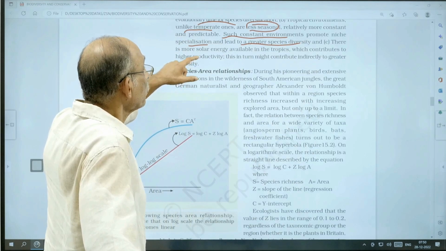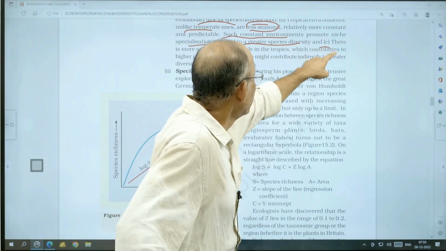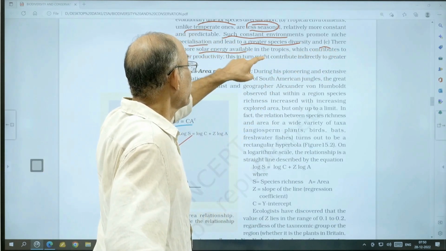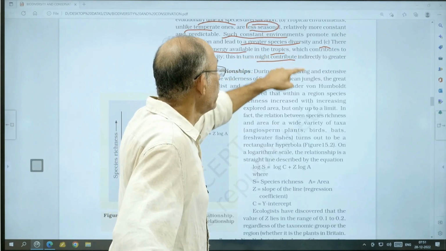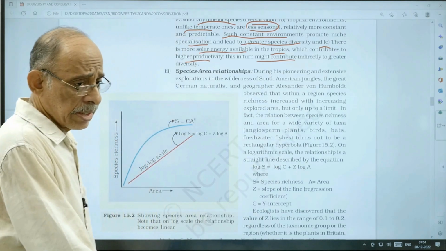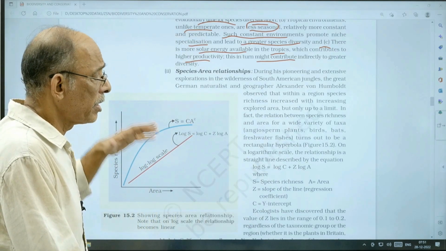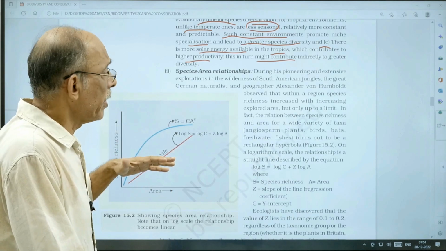And the third condition is that there is more direct sunshine in the tropical regions, which contributes to higher productivity, which in turn contributes to greater diversity. So these are the three reasons why the tropical latitudes have maximum biodiversity.